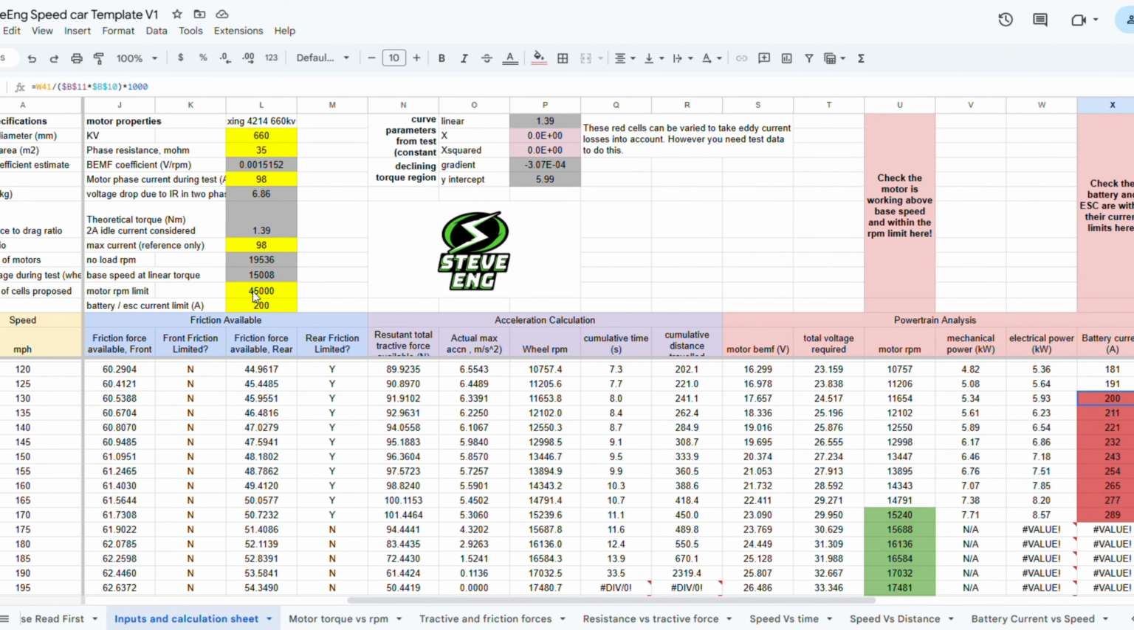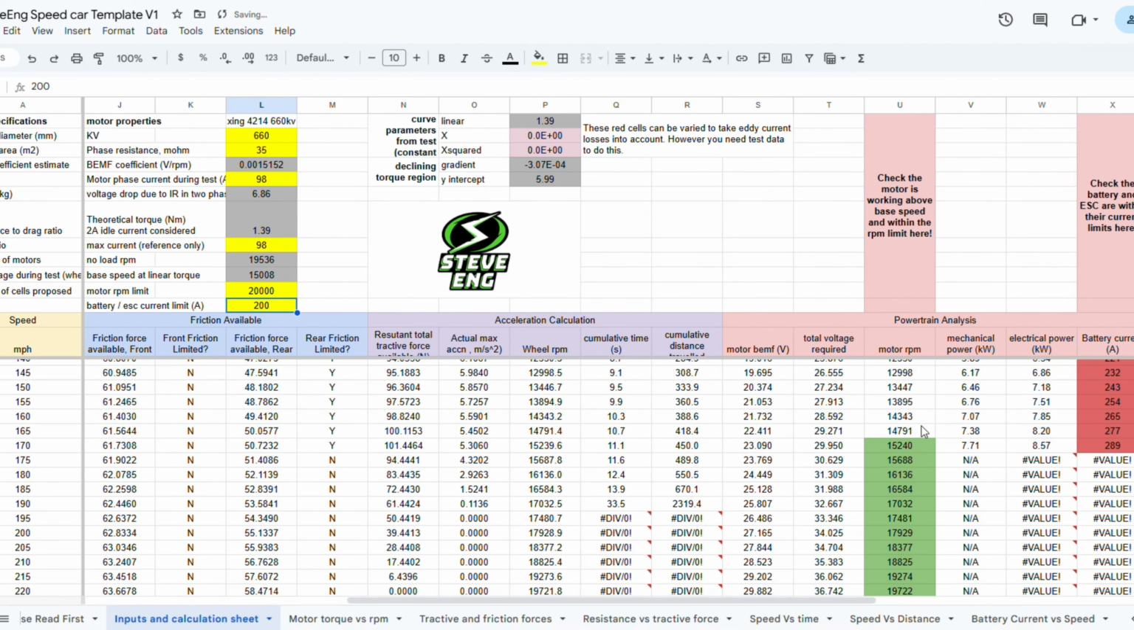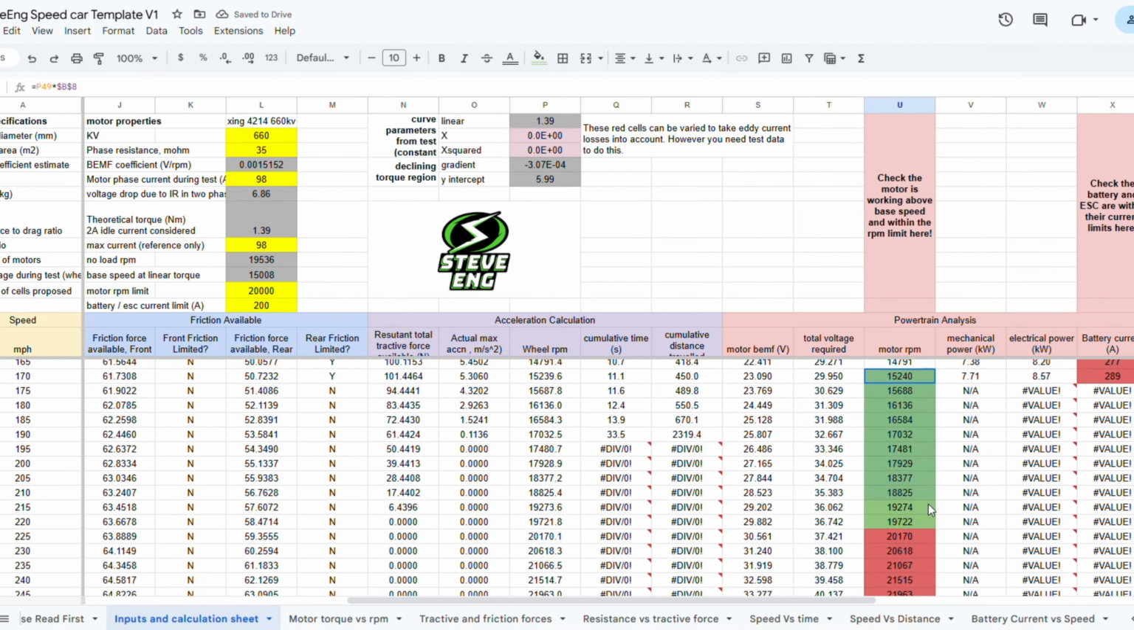And then also in terms of the motor RPM, if we had a 20,000 RPM limit on the motor, we can see we're in a green region here because that's at or above our base speed. So it goes into that region at 170, but then if the car did ever get to 220 miles an hour, then we'd actually be at our RPM limit for the motor. Although we've seen from the plots, it won't get that fast anyway.